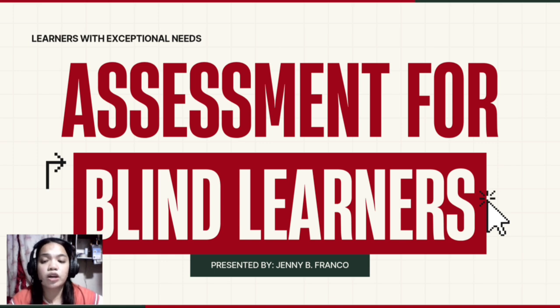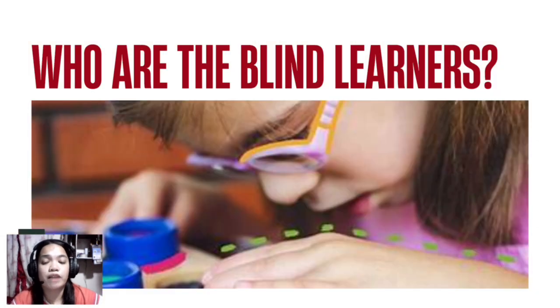Before we talk about the assessment, we first ask who are the blind learners. So, blind learners are the students who have little or no functional vision even with glasses or surgery. Some are totally blind, while others have low vision. It is also important to remember that blindness is not only a medical condition. It also affects how learners access, process, and demonstrate learning.